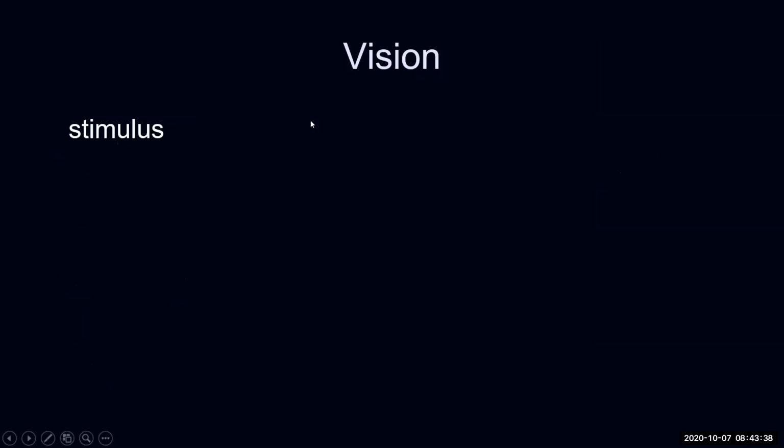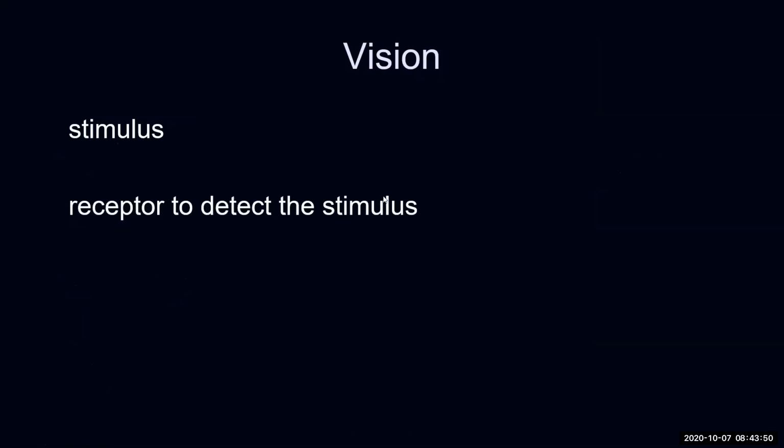All right, so for vision, I want you to think in terms of what we need. We need a stimulus. What's the stimulus? I just told you, light. We need a receptor to detect the stimulus. If you don't have a receptor for it, you can't detect it. So think about magnetic fields. Humans can't detect magnetic fields. How come? We don't have the right receptors.